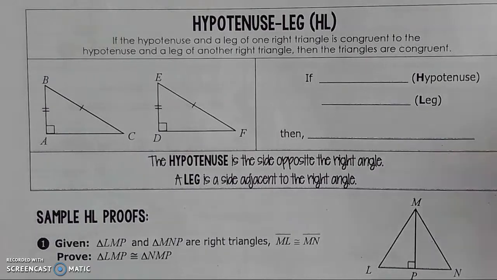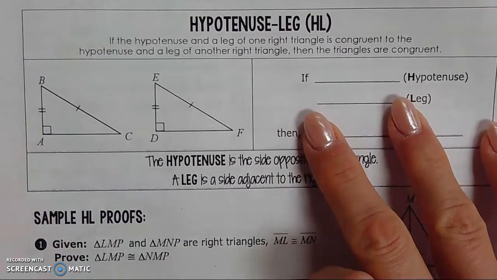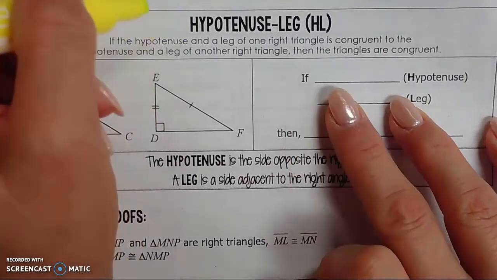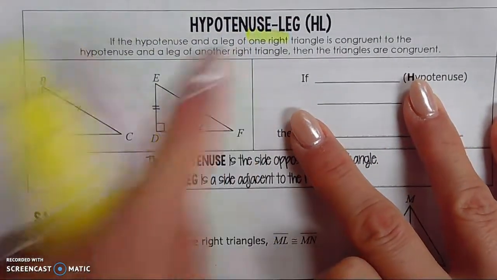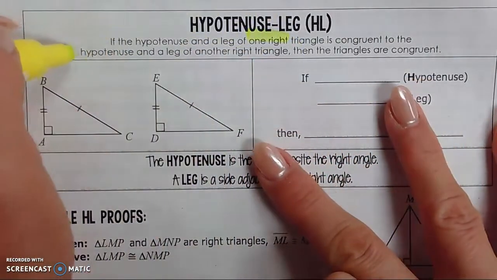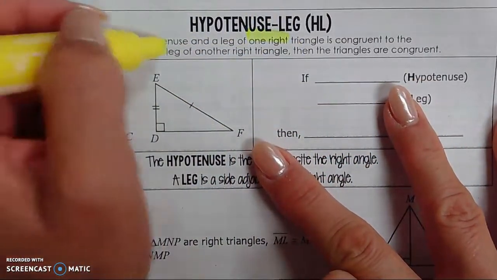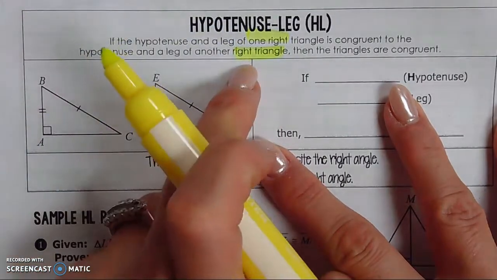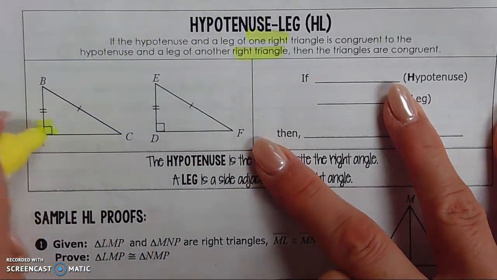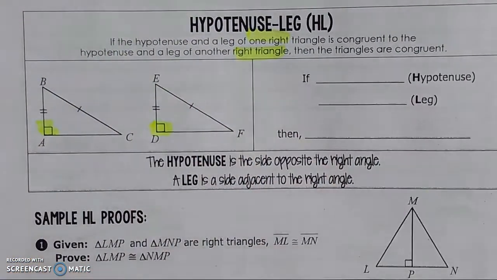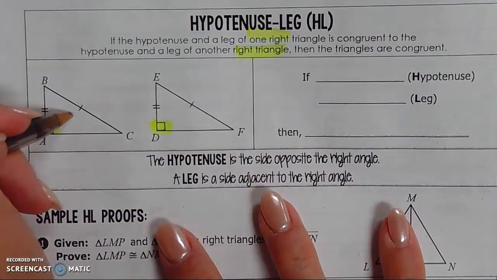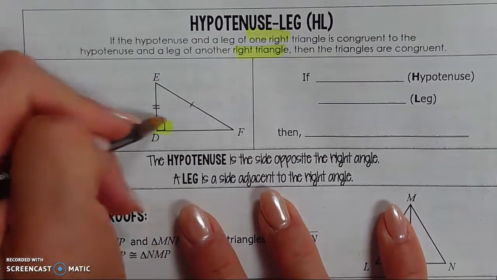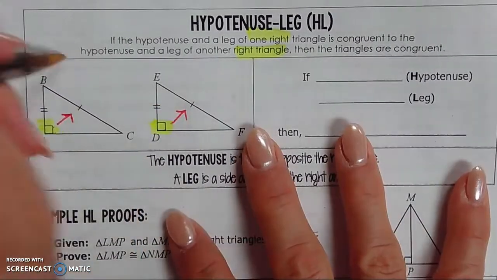Okay guys, so hypotenuse leg. This is the last congruence one. The big thing is the hypotenuse and a leg of a right triangle is congruent to the hypotenuse and a leg of another right triangle. So the big takeaway here, guys, is that they have to be right triangles. Remember that the hypotenuse is always across from the right angle.